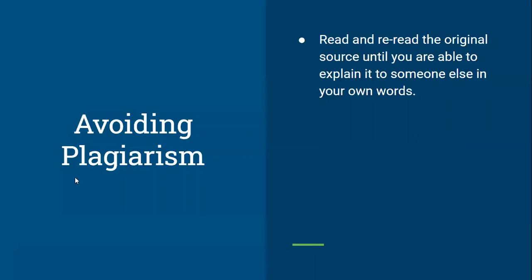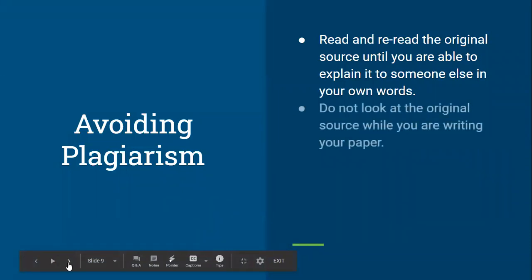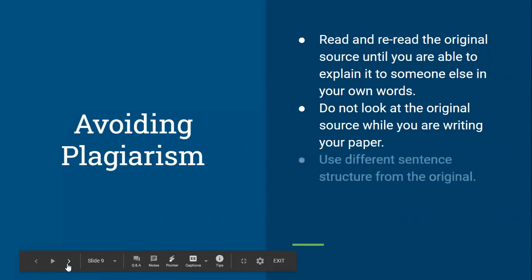And chances are the structure and the wording is going to be very different from the original if you do it that way. Do not look at the original source while you are writing your paper. So that's why I recommend stepping away for a bit. Read it, reread it, step away, turn it over, and don't look at it again. Use different sentence structure from the original, and that's usually going to be pretty easy if you do the first 2 bullet points.